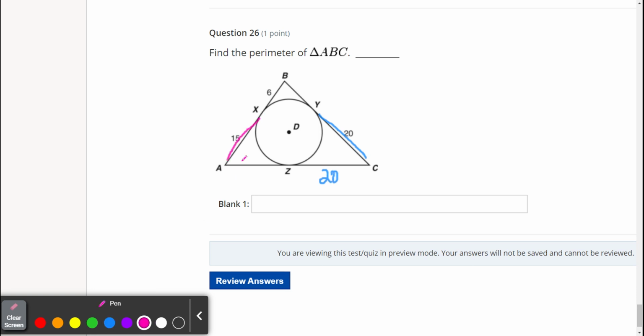So if those two are 20, these two are 15, these two are 6, you just add 6 plus 6 plus 20 plus 20 plus 15 plus 15, or 6 plus 15 plus 20 times 2. 6 plus 15 plus 20 is 41, times 2 is 82.